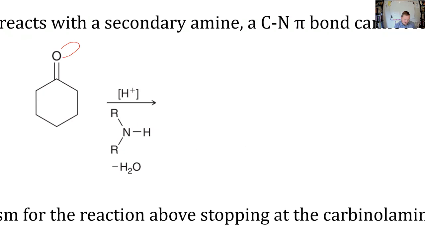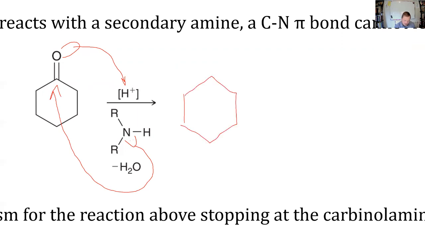Right, so for the carbonylamine, the mechanism would look something like this. In an acidic environment, we're going to start by protonating that carbonyl, and the amine can come in here and attach. So our carbonylamine is going to look like this. If it was a primary amine, we would kick off the oxygen as a water molecule and form a carbon nitrogen pi bond. But we can't do that and keep the nitrogen neutral in this case.